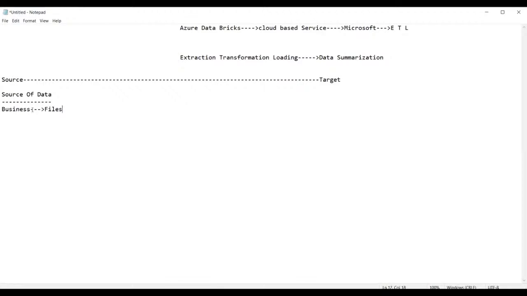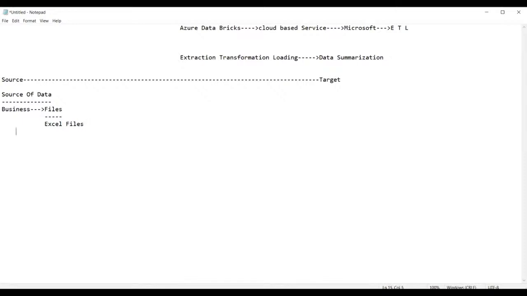Whereas this data is recorded in the form of what? Files. So what are the types of files you have? The files are the following. We can have Excel files.